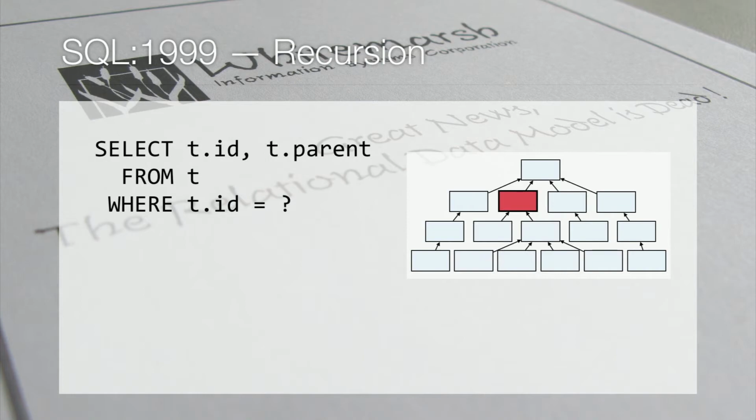And it starts, of course, quite easily. If you know the ID of the root node you want to start with, then you just query that. Let's say that's 42.